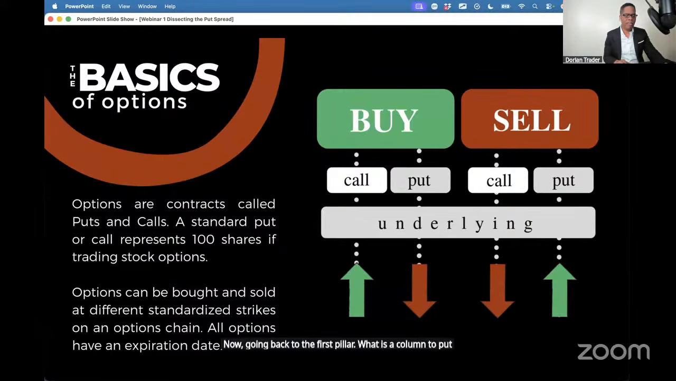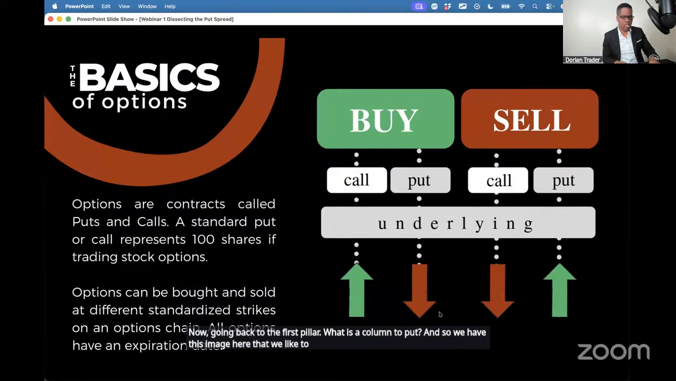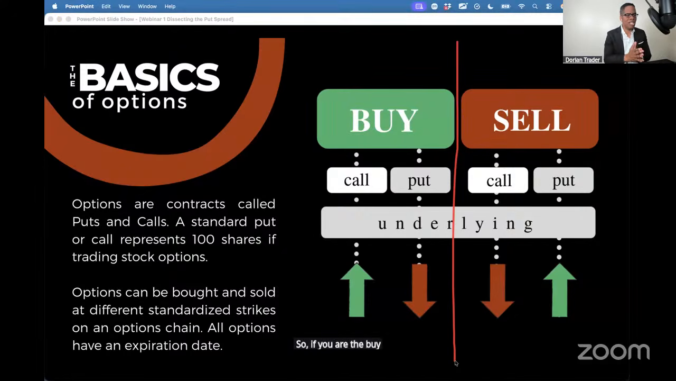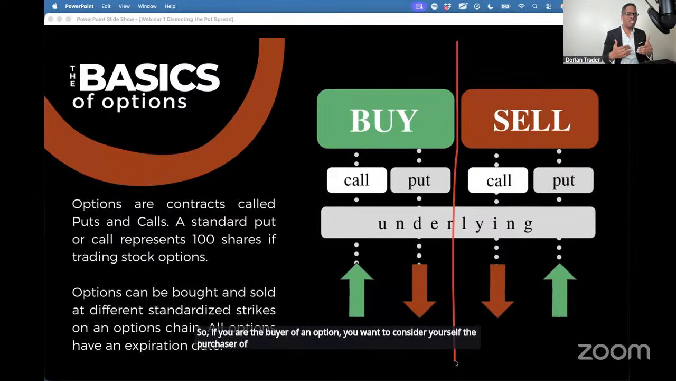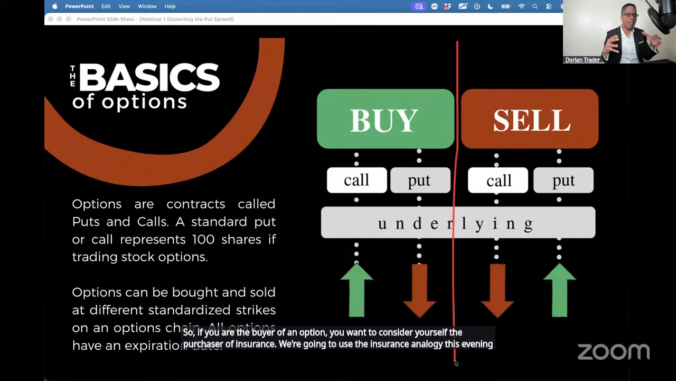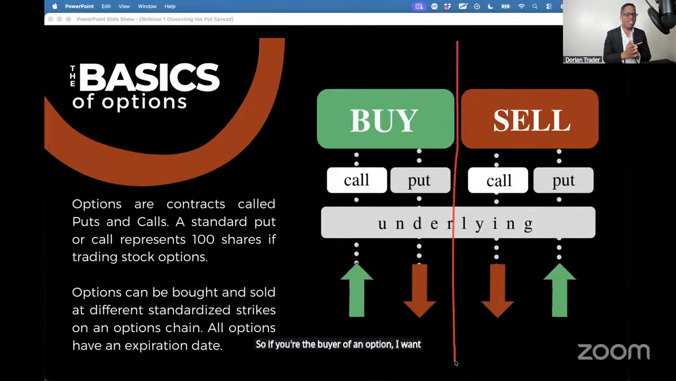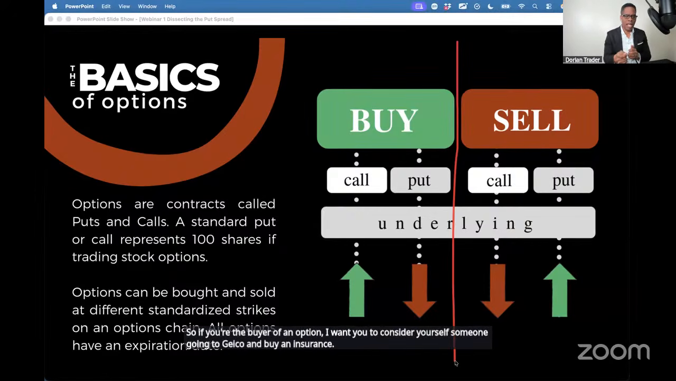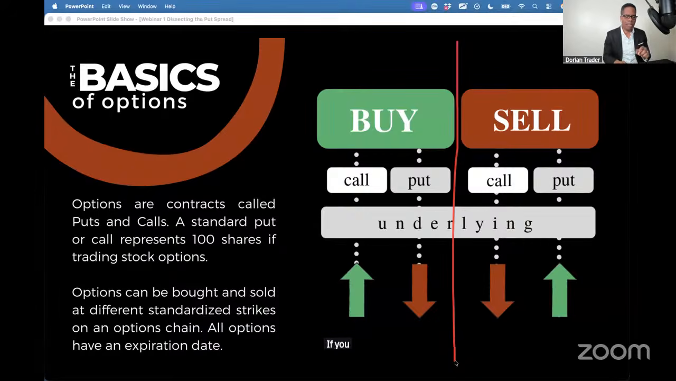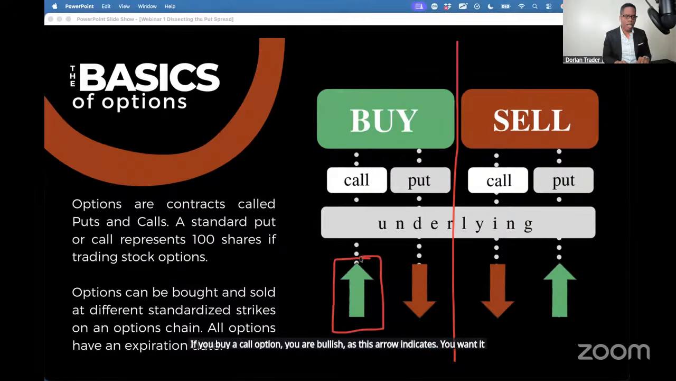And so we have this image here that we like to break down into two sides. If you are the buyer of an option, you want to consider yourself the purchaser of insurance. So we're going to use the insurance analogy this evening because it mirrors trading options almost 100%. If you're the buyer of an option, I want you to consider yourself someone going to Geico and buying insurance. If you buy a call option, you are bullish, as this arrow indicates. You want it to go up.